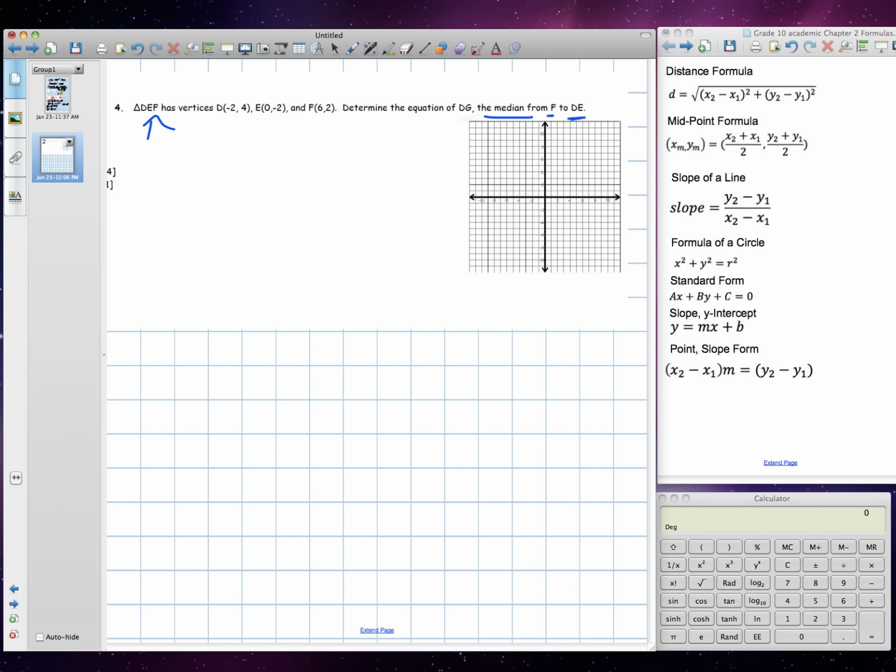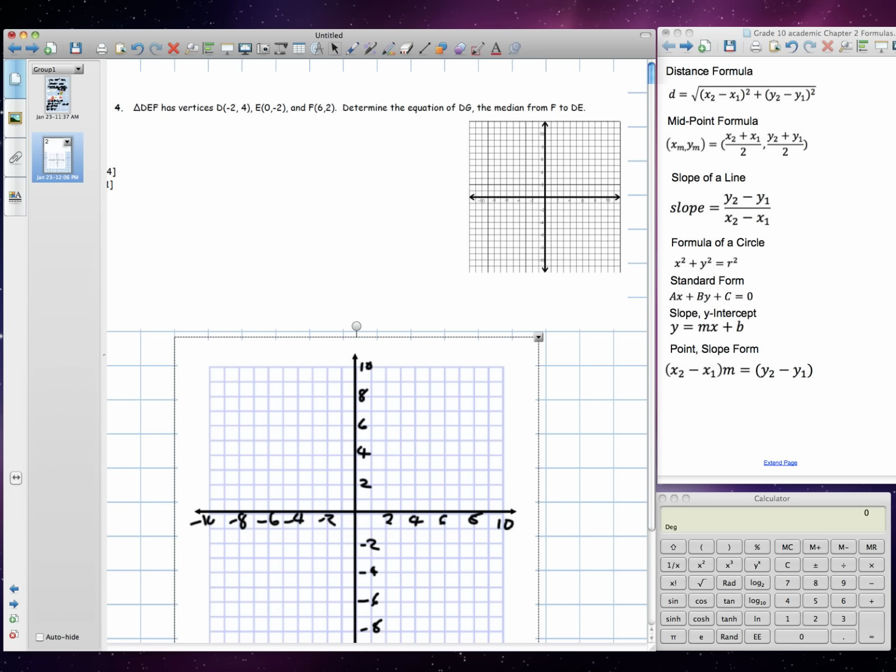First thing we're going to need to do is plot this. Can you guys all see that graph? Okay, so we have a larger graph now. We're going to plot our points. D is at -2 and 4. So here's point D. Point E is at 0, -2. There's point E. And F is at 6 and 2. There is our F, okay? So our triangle looks like this.